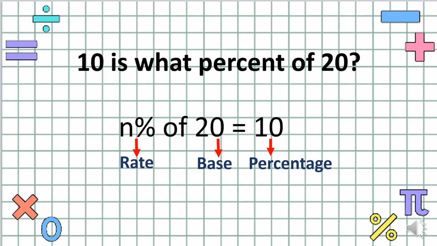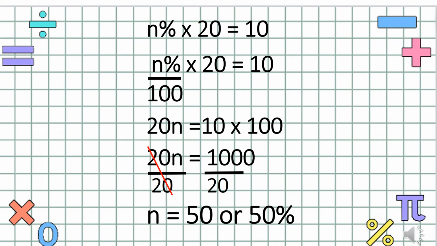Okay, another sample. 10 is what percent of 20? Again, let's convert it into number sentence. So this will be n% of 20 is equivalent to 10. N% is the rate, 20 is our base, and 10 is our percentage. Let's proceed. N% times 20 is equivalent to 10. Now, n% will be over 100 times 20 equals 10.